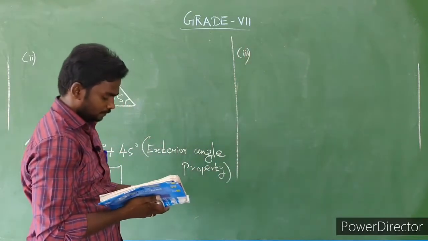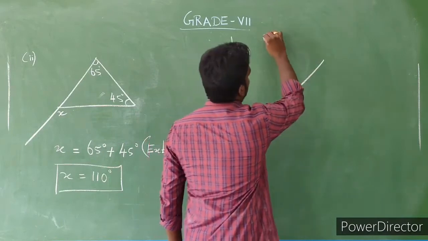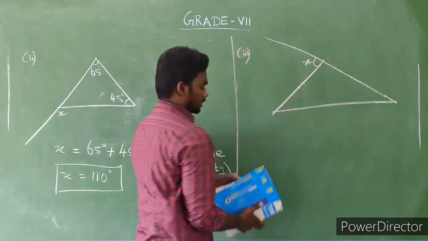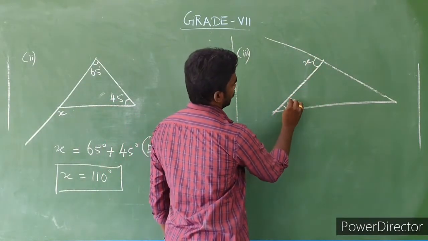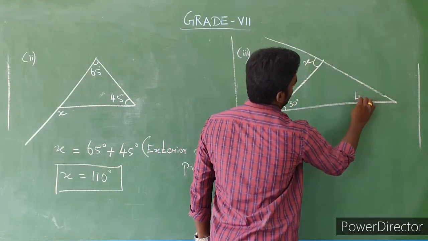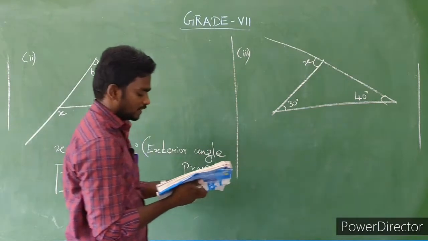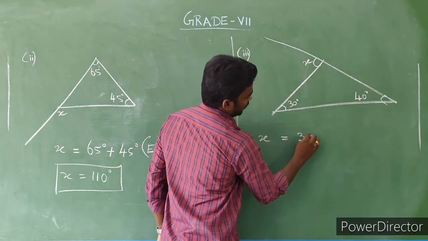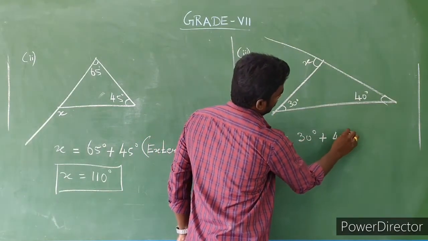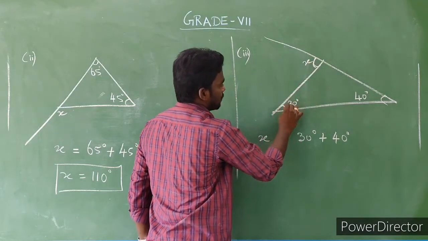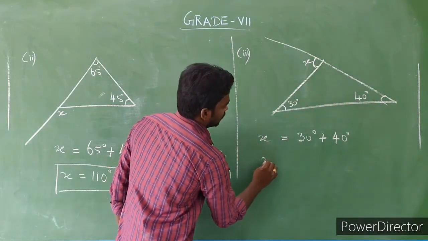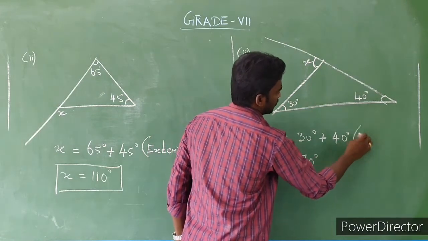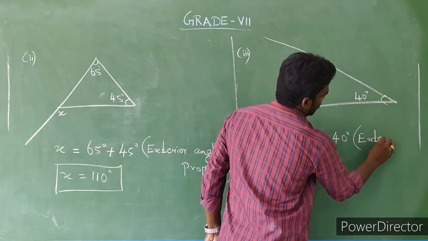What is the next one? x is an exterior angle, and what are the interior opposite angles? 30 degrees and 40 degrees are given. How to find this? Angle x is equal to 30 degrees plus 40 degrees. That means the exterior angle is equal to the sum of the interior opposite angles. So x is equal to 30 plus 40, the value is 70 degrees by using the exterior angle property.